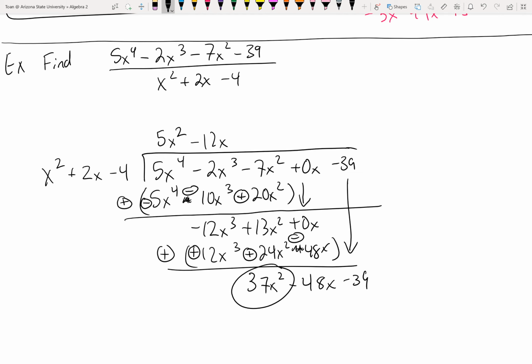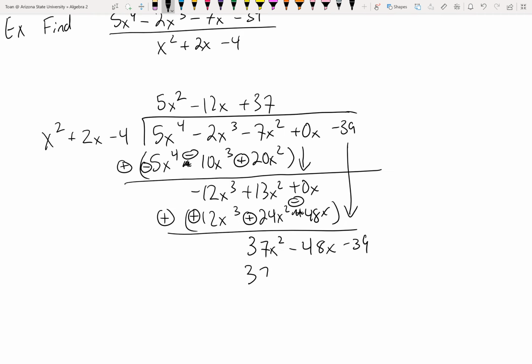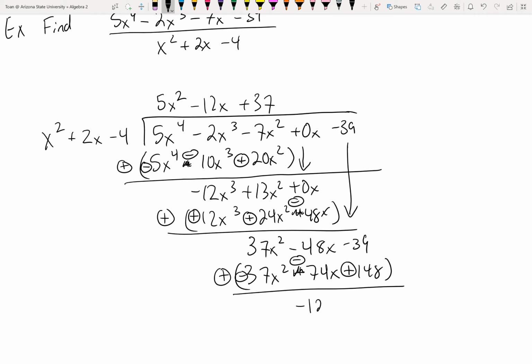One more to go. This guy divided by that guy gives me a positive 37. I might actually have to break out a calculator for this. Multiply: 37x squared plus 74x minus 37 times 4 makes 148, I think. And then go ahead and subtract, but instead of subtracting, I'm going to flip all the signs. The x squares are gone. The x's is a negative 122x. And then the constants is a positive 109. So there's nothing left to bring down, so I know I'm done.